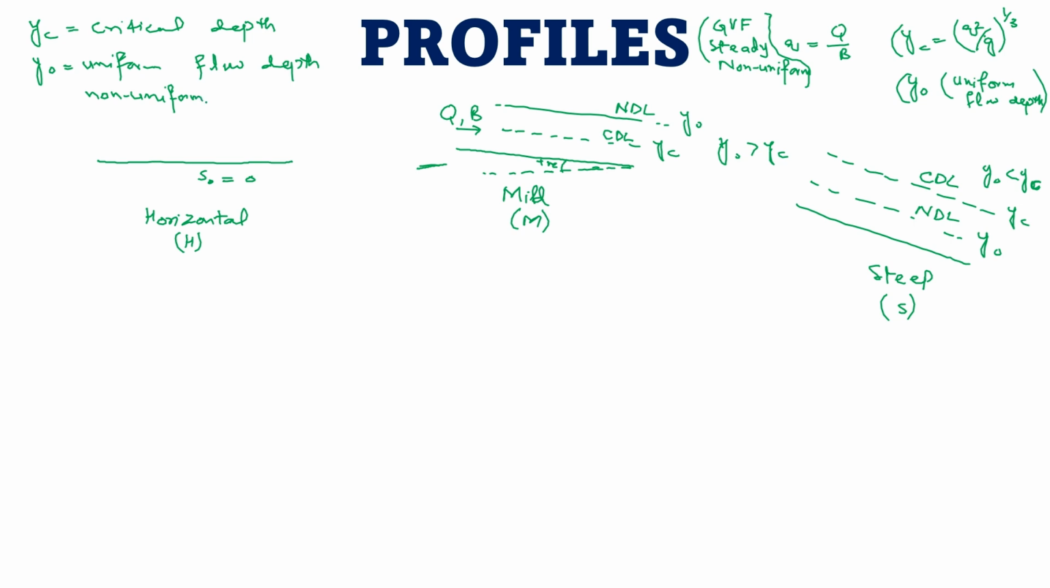non-uniform depth or non-uniform flow depth, which is equal to y. So to decide the main category, you have to compare yc and y naught.